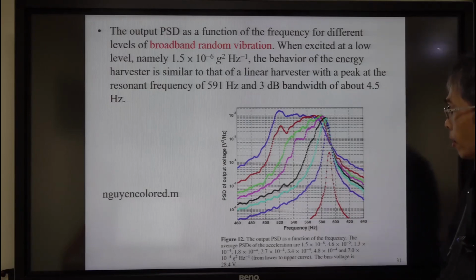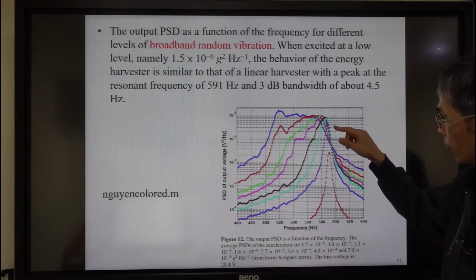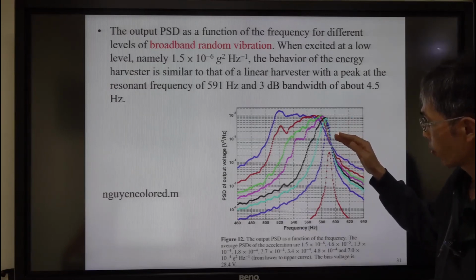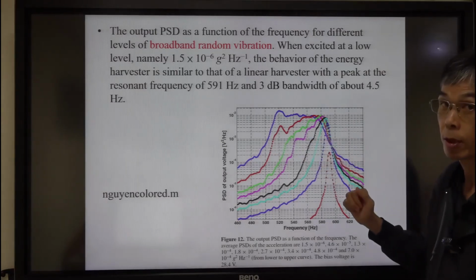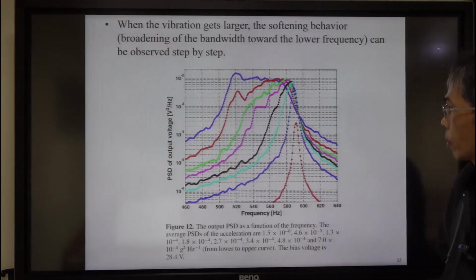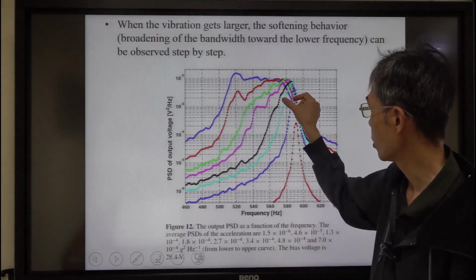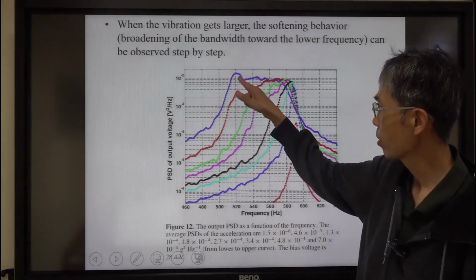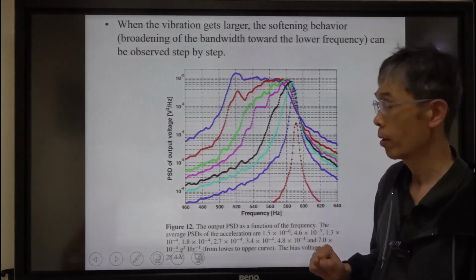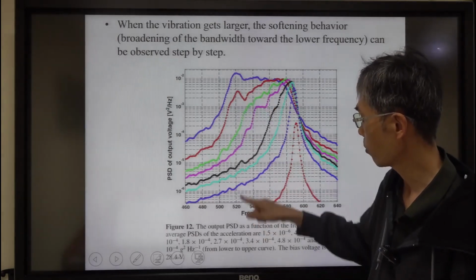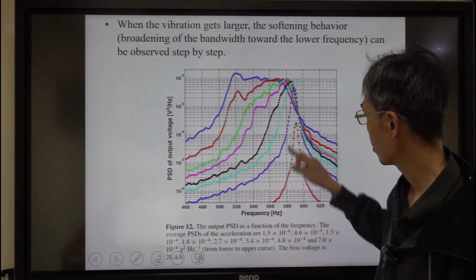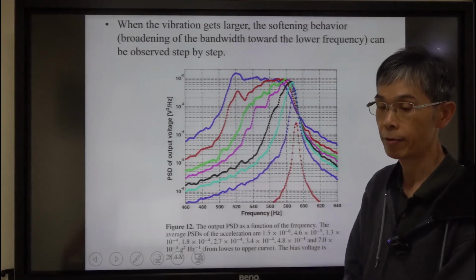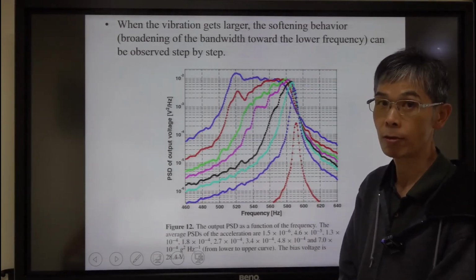When the vibration level increases, we can gradually see the spring softening behavior. The frequency response is broadened towards the low frequency range. Then we see the bandwidth increase step by step until, for the highest vibration level, the bandwidth can be taken from 520 hertz to 580 hertz. So the bandwidth is increased a lot due to this nonlinear spring behavior for this electrostatic energy conversion device.